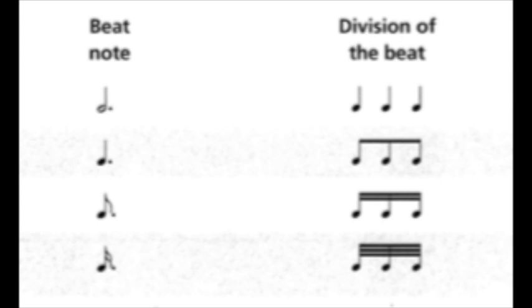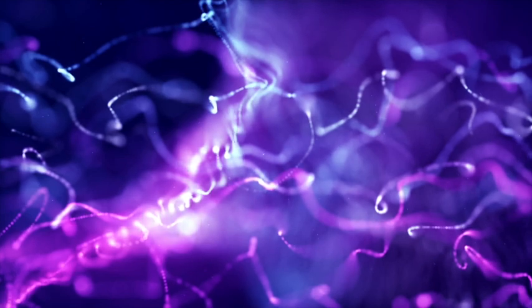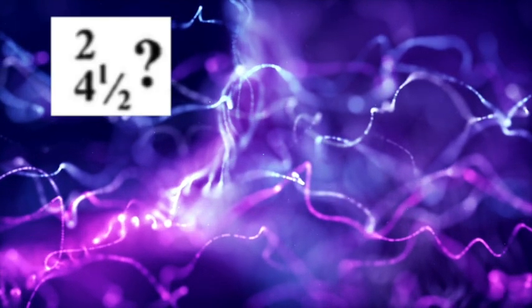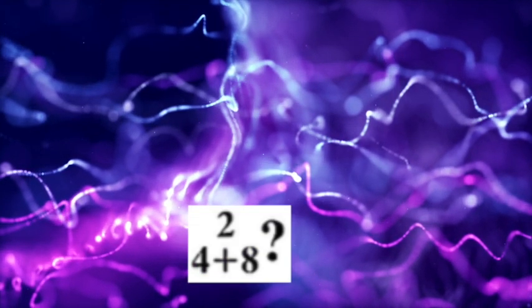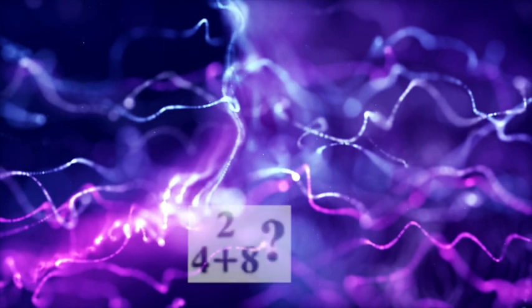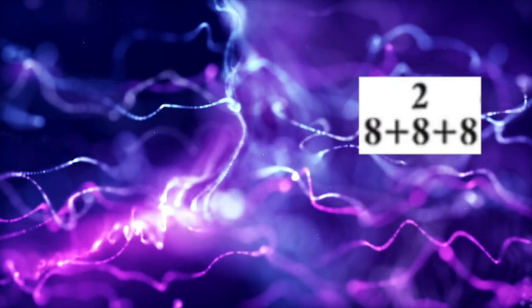So dotted values present a problem where time signatures are concerned. For example, if there are 2 beats per measure and the beat note is a dotted quarter note, what would the time signature be? Would it be 2 over 4.5? Would it be 2 over 4 plus 8? Would it be 2 over 8 plus 8 plus 8?